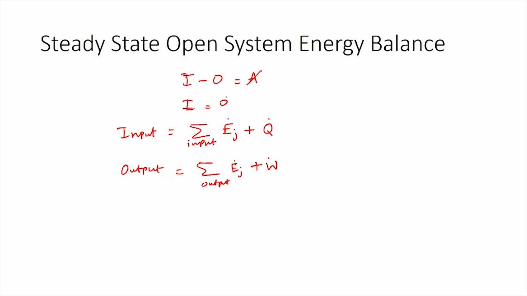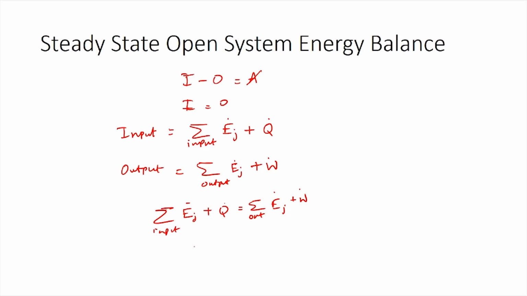Substituting these two values in the equation we had, basically saying input equals output, we would get sigma input of Ej dot plus Q dot equals sigma output of Ej dot plus W dot.